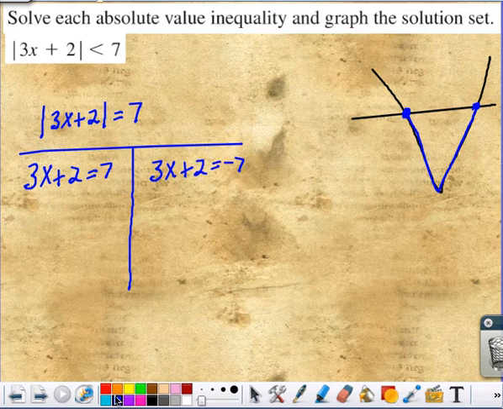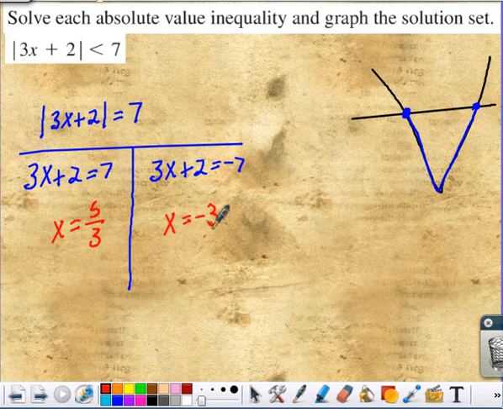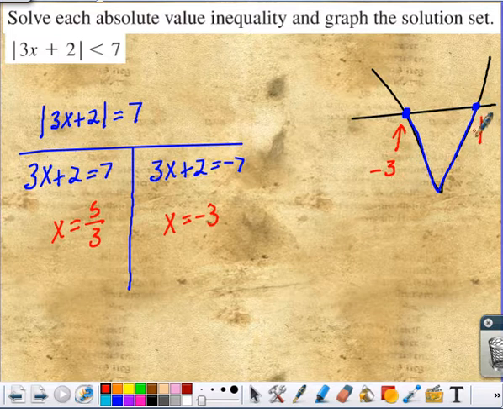We solve each. Subtract 2, divided by 3 gives me 5/3. Subtract 2, divided by 3 gives me negative 3. Now what did that tell us? My graphs are equal, and equal means they cross. My graphs cross at x equals negative 3 and at x equals 5/3.